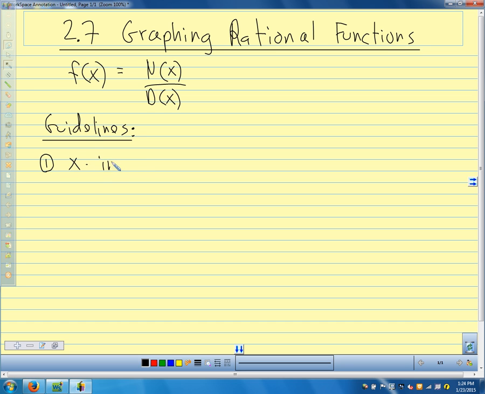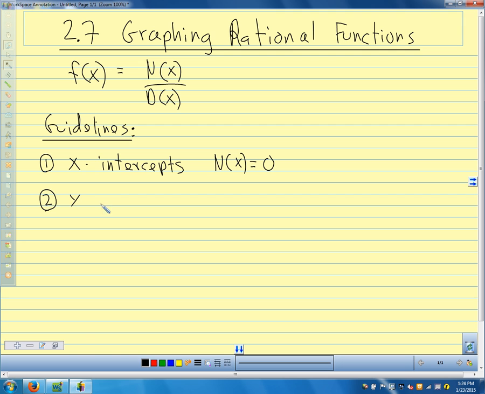We find the x-intercepts, and how do we find the x-intercepts of a rational function? When y equals 0. And for a rational function, what makes y equal to 0? The numerator is 0. So to find when the numerator is equal to 0, usually we end up factoring the numerator.